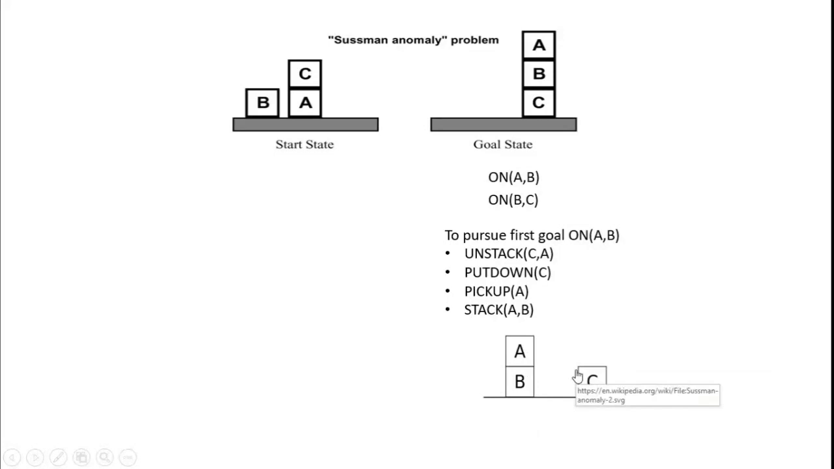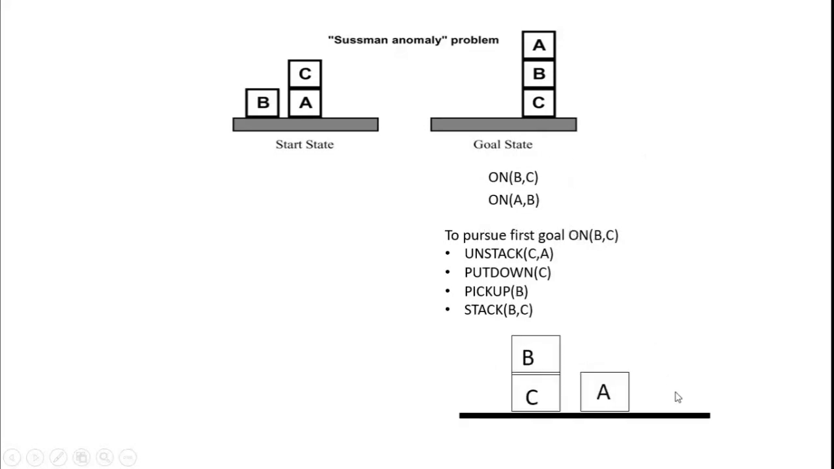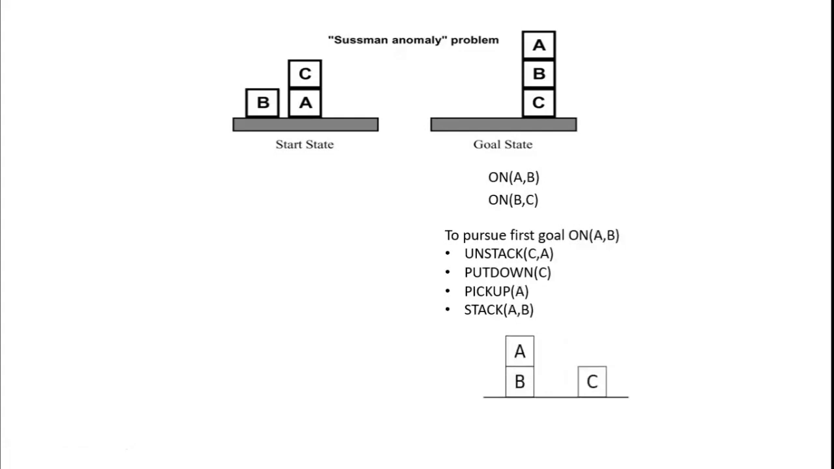इससे क्या हुआ, मेरा जो फर्स्ट गोल मैंने ऑलरेडी अचीव कर लिया था वो फिर खराब हो गया. क्यों? सेकेंड गोल करते करते फर्स्ट गोल खराब हो गया. सिमिलरली अगर आप दूसरे तरीके से सोचें, पहले मैंने ऑन A कमा B किया, फिर ऑन B कमा C किया. अगर आप उल्टा करेंगे तो पहले B कमा C करें फिर A कमा B करें.